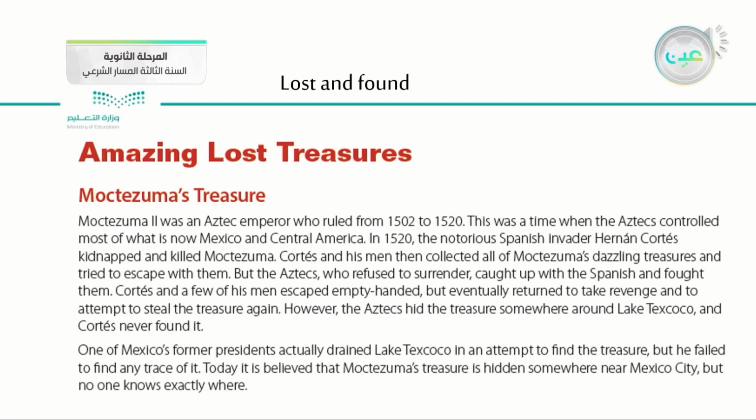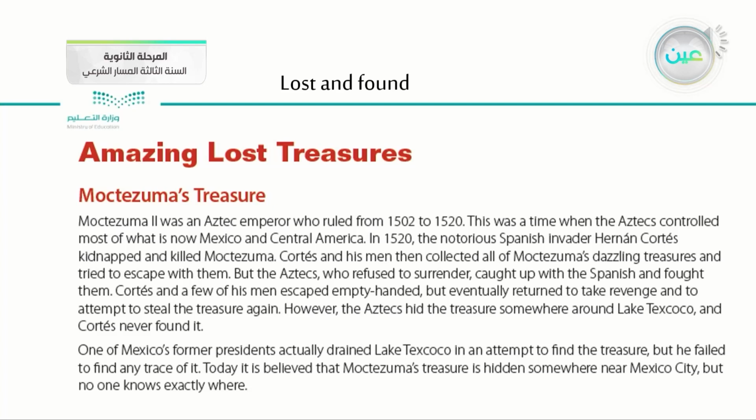But the Aztecs, who refused to surrender, caught up with the Spanish and fought them. Cortés and a few of his men escaped empty-handed, but eventually returned to take revenge and to attempt to steal the treasure again. However, the Aztecs hid the treasure somewhere around Lake Texcoco, and Cortés never found it. One of Mexico's former presidents actually drained Lake Texcoco in an attempt to find the treasure, but he failed to find any trace of it. Today it is believed that Moctezuma's treasure is hidden somewhere near Mexico City, but no one knows exactly where.